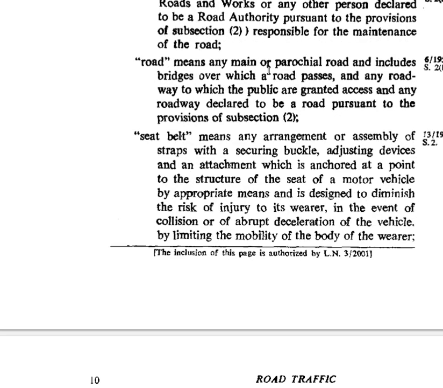Road means any main or parochial road and includes bridges over which a road passes and any roadway to which the public are granted access and any roadway declared to be a road pursuant to the provisions of subsection 2. Seatbelt means any arrangement or assembly of straps with a securing buckle, adjustment devices, and an attachment which is anchored at a point to the structure of the seat of a motor vehicle by appropriate means and is designed to diminish the risk of injury to its wearer in the event of collision or abrupt deceleration of the vehicle by limiting the mobility of the body of the wearer.